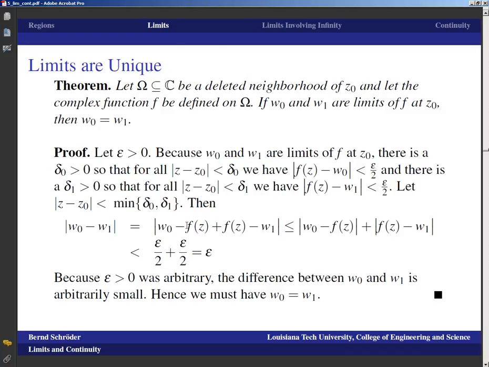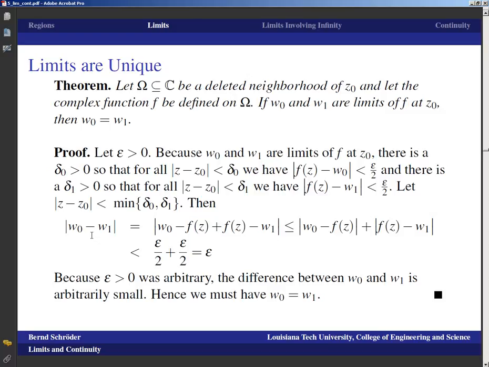Okay, where were we? We had to control the difference between W0 and W1. I want to make that smaller than epsilon because that's just one of the standard ways to prove that two numbers are equal. Okay, well, that's what I want. Now, how can I get that? What can I control? Well, because W0 and W1 are limits, the things that I can control are the distance between W0 and f of z for z close to z0, and the distance between W1 and f of z for z close to z0.